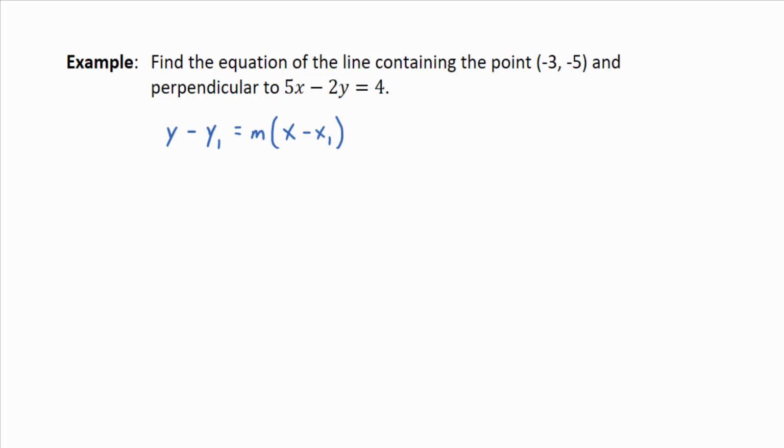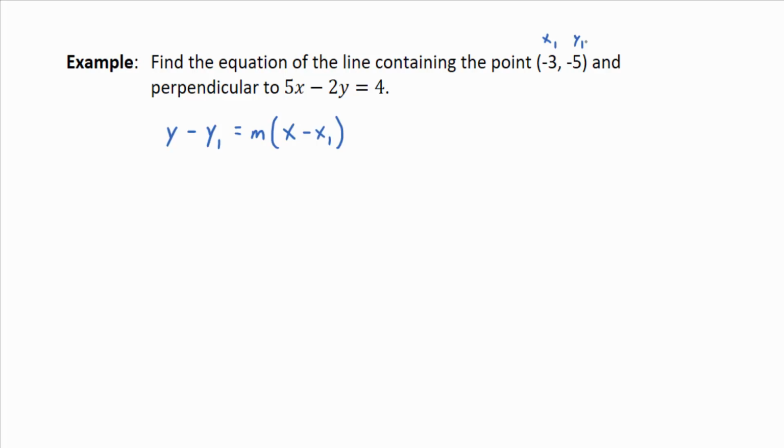Okay, I've got a point. Is that an issue? (-3, -5)? We know it goes through that point. You don't have to label it, but that's your x1, -3, and -5 is your y1. So what don't I have? So what's your mission? Find the slope. That's the logic, right? You don't need that step 1, step 2, step 3 jargon.